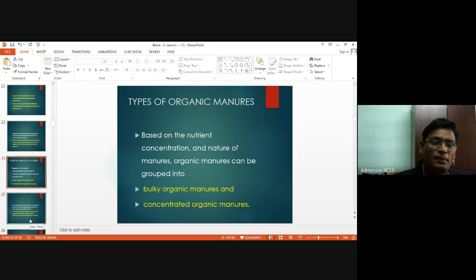Based on the types of organic manures, what are the types here? Based on the nutrient concentration and the nature of manures, organic manures can be grouped into bulky organic manures and concentrated organic manures. So, based on the nutrient concentration present in the organic manure and the nature of the manures. Nature means where it originated, whether animal originated or plant originated. So that's called nature of origin. This organic manure is again classified into the bulky and the concentrated one, right?